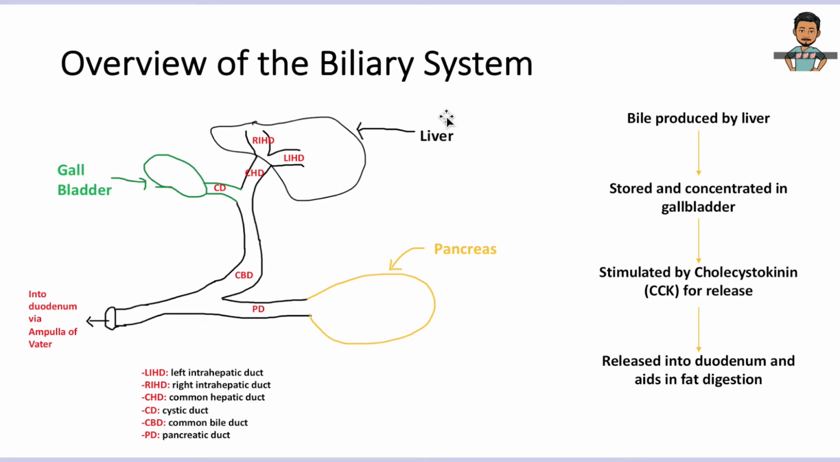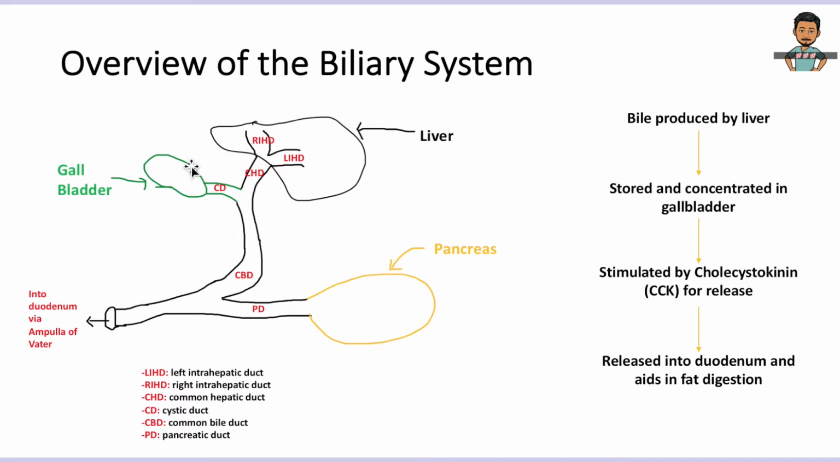To truly understand gallstones, we have to understand the anatomy of the biliary system. It's quite simple. You just have to understand the pathway of how bile moves from the liver to the gallbladder and to the duodenum. So in the liver, where bile is produced, we have the right intrahepatic duct and the left intrahepatic duct. These ducts combine to form the common hepatic duct.